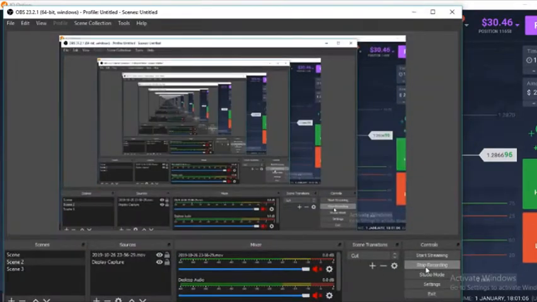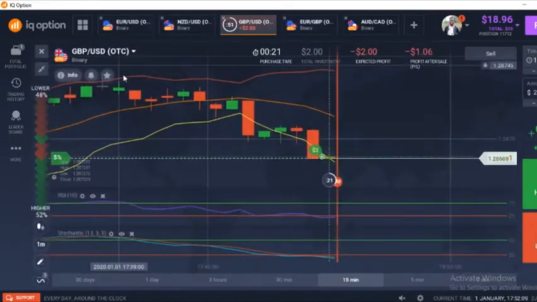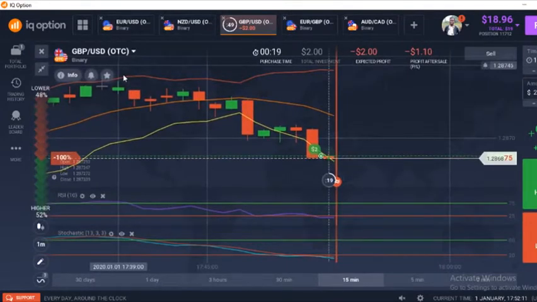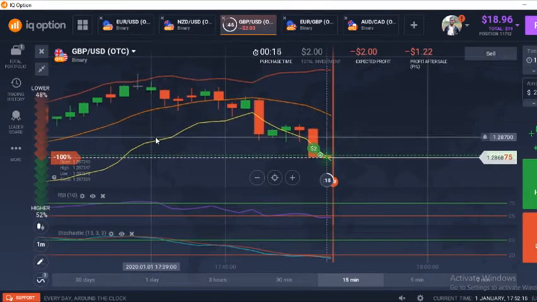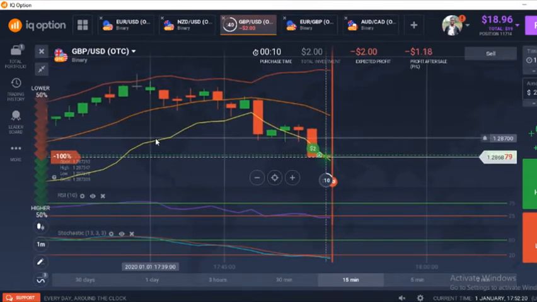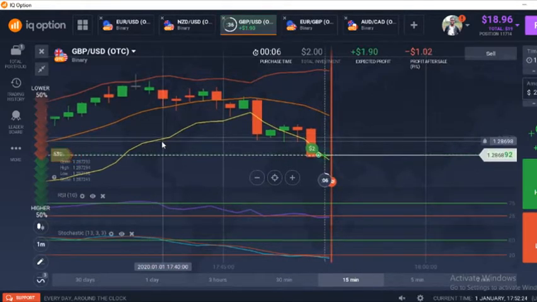So I've already made a first trade on GBP USD. We have an extra large red candle forming and touching the lower band of the Bollinger Band, and it has no head and no tail, so we expect a reversal here. So I've made a call trade for $2.